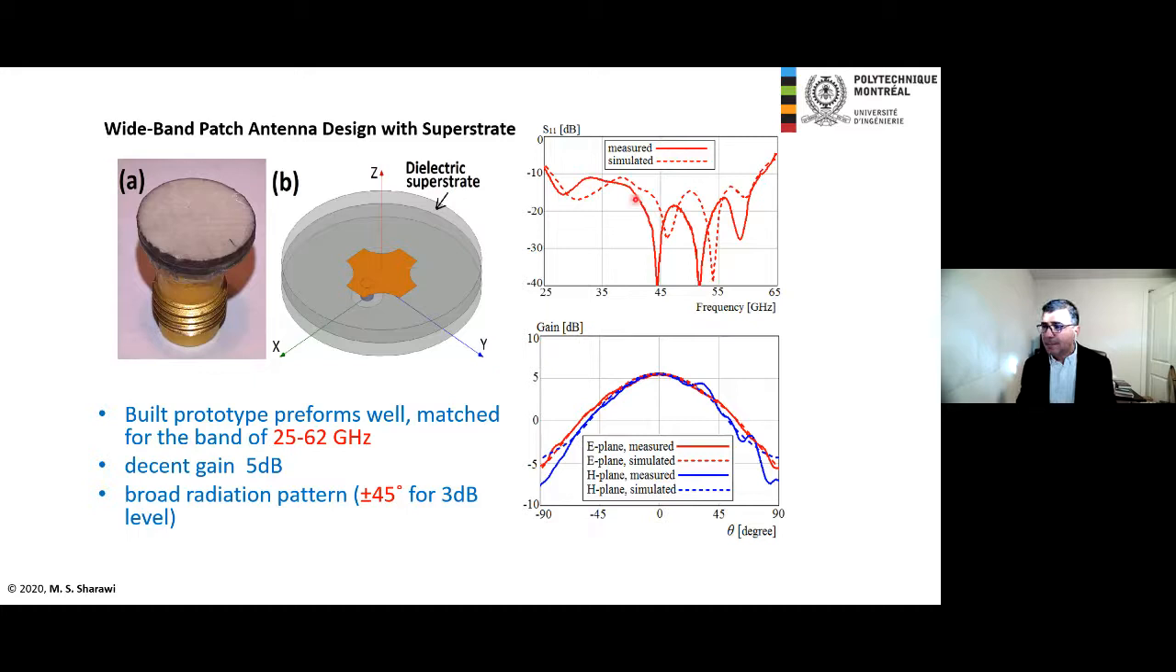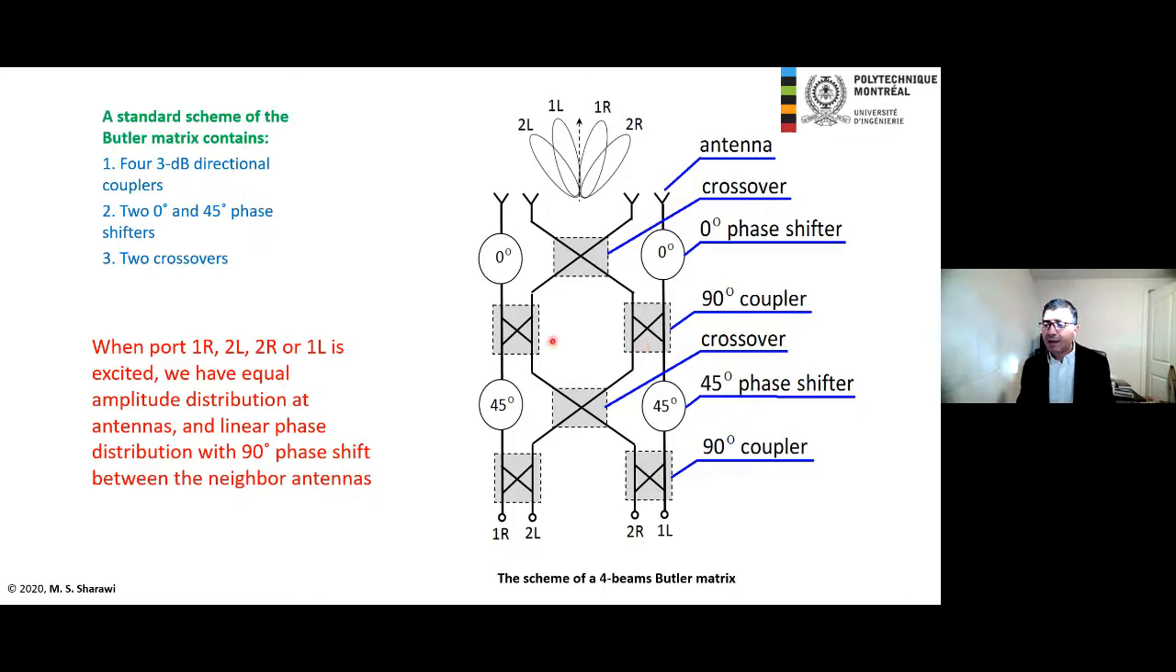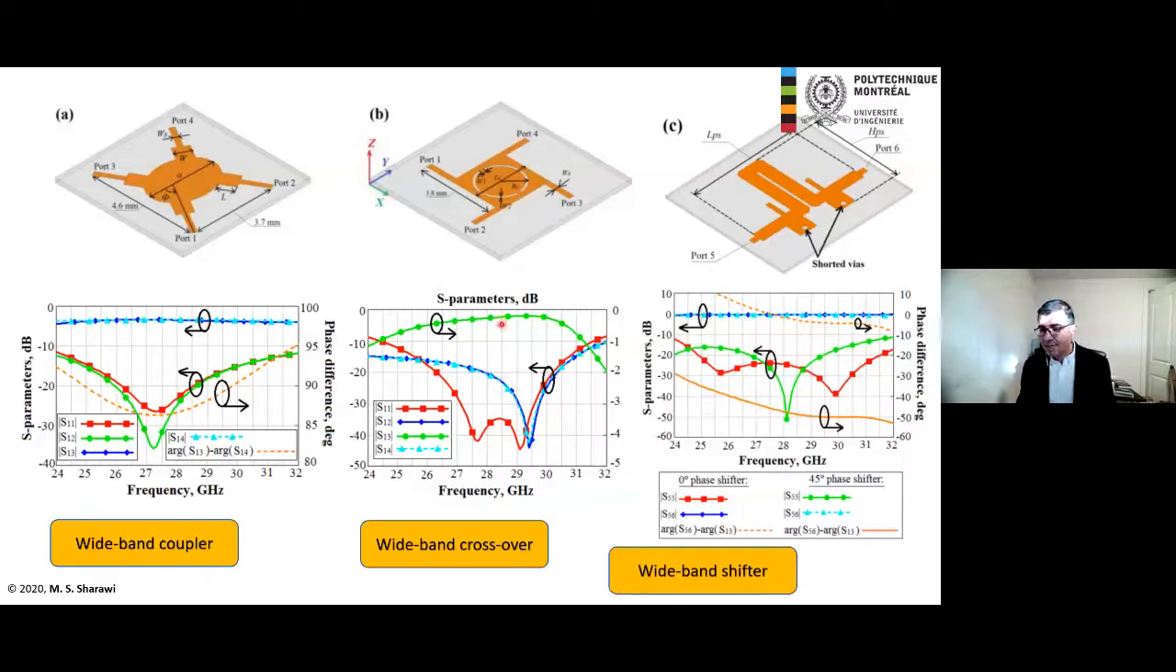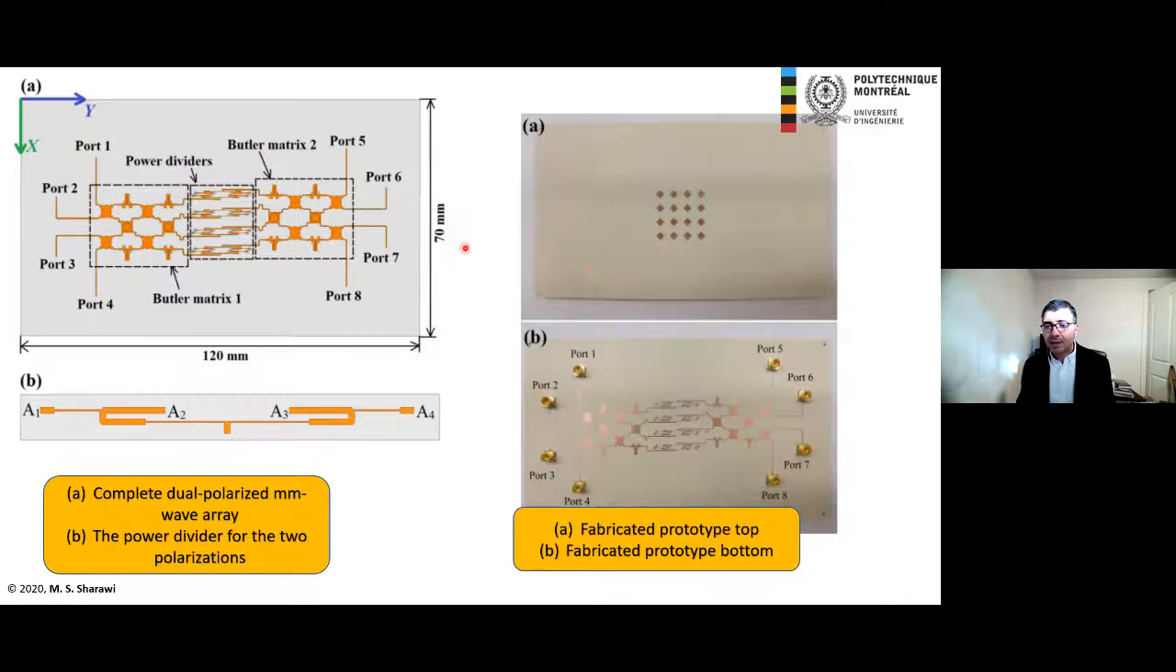These are the measured and simulated results. They matched very well with a gain of 5 dB. And then we built a very wideband Butler matrix based on modified elements, as you can see here: a wideband coupler, a wideband crossover, and a wideband phase shifter. The array had two parts, one for the horizontal polarization, the other for the vertical polarization. And then we had power dividers for the two so that we can feed the antennas at two points each.